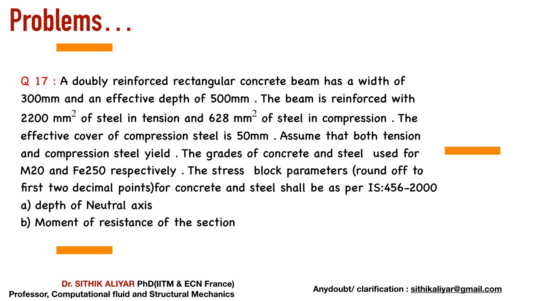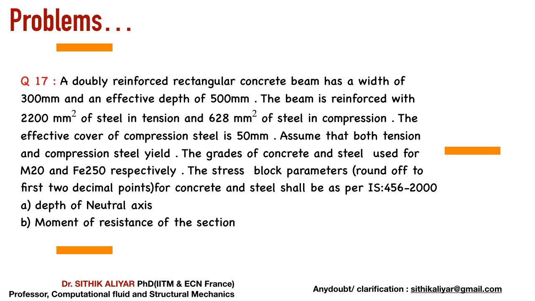One more time, a doubly reinforced concrete beam has a width of 300, effective depth of 500 mm. The beam is reinforced with 2200 mm square of steel in tension side and 628 mm square of steel in compression side. The effective cover at the top is 50 mm. They have given: assume both the tension and compression steel yield, meaning they are asking you to take the FSC value for both the same. The FCK is M20 and FE 250.